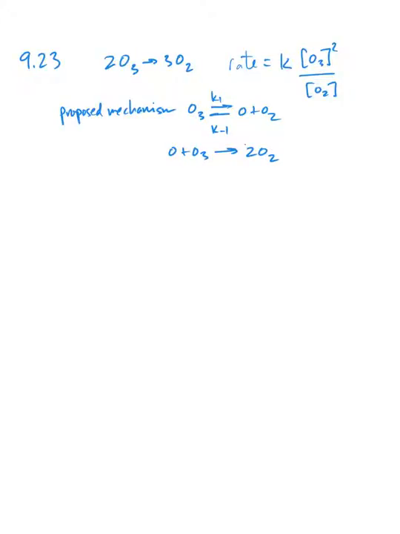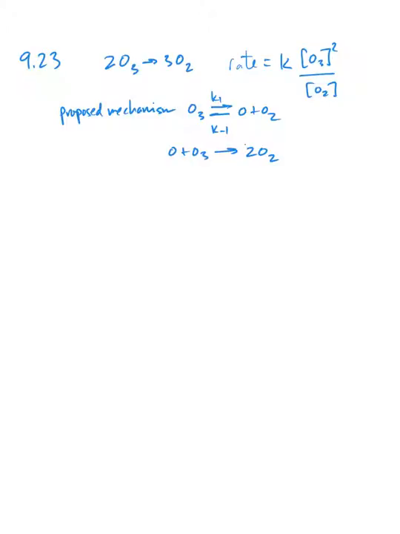Well, I found a couple problems that have to do with atmospheric chemistry, which almost always involves radicals. 923 looks at ozone decomposing into oxygen. It's actually one step in a larger cycle of how ozone protects those of us at the surface of the Earth from ultraviolet light. But this piece just looks at one little reaction and a proposed mechanism. And it asks us to do a little bit with this.